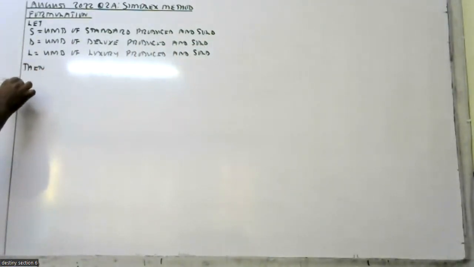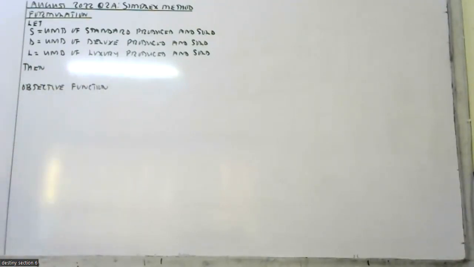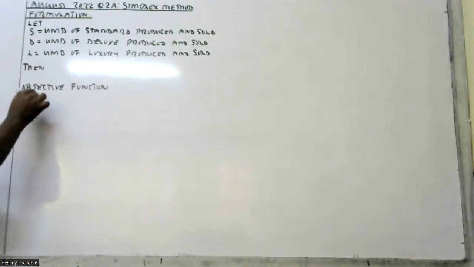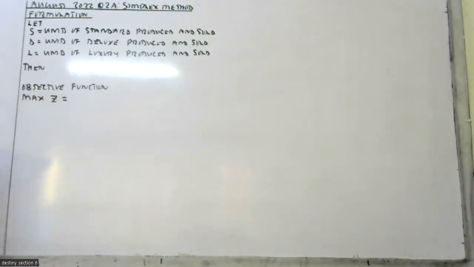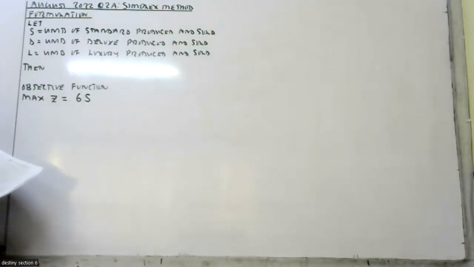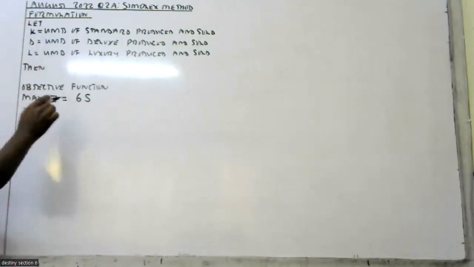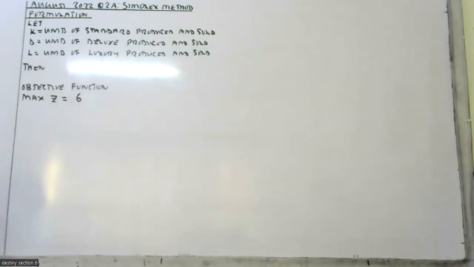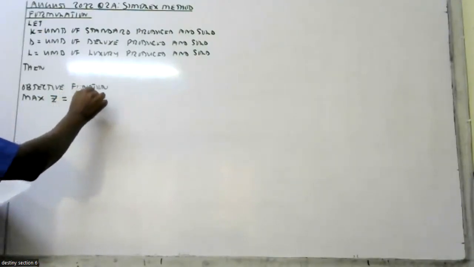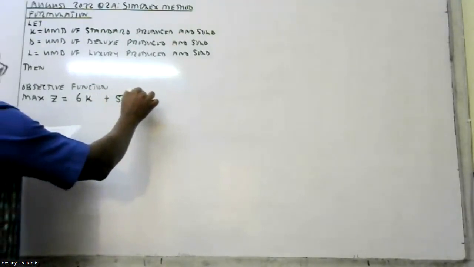Then the objective function is to maximize Z, which is equal to the contribution for standard, which is 6, so 6S. Let us change this S to K, so that it's not easily confused with 5. So 6K plus 5D plus 2L.